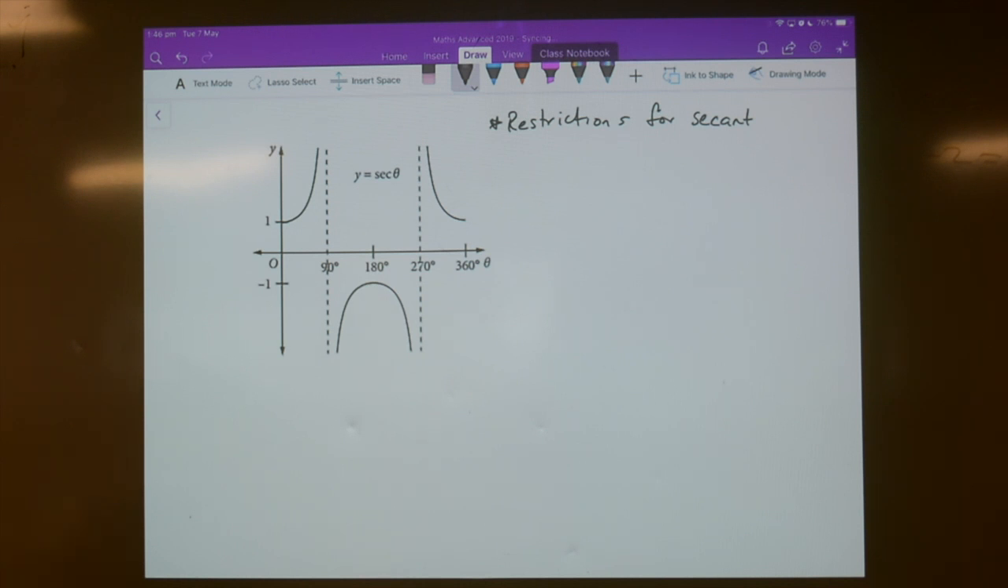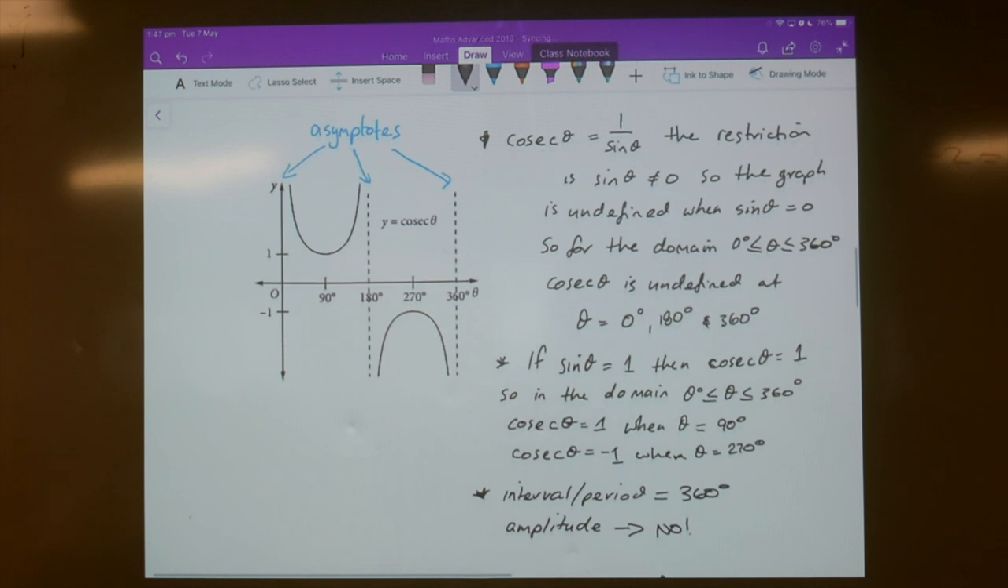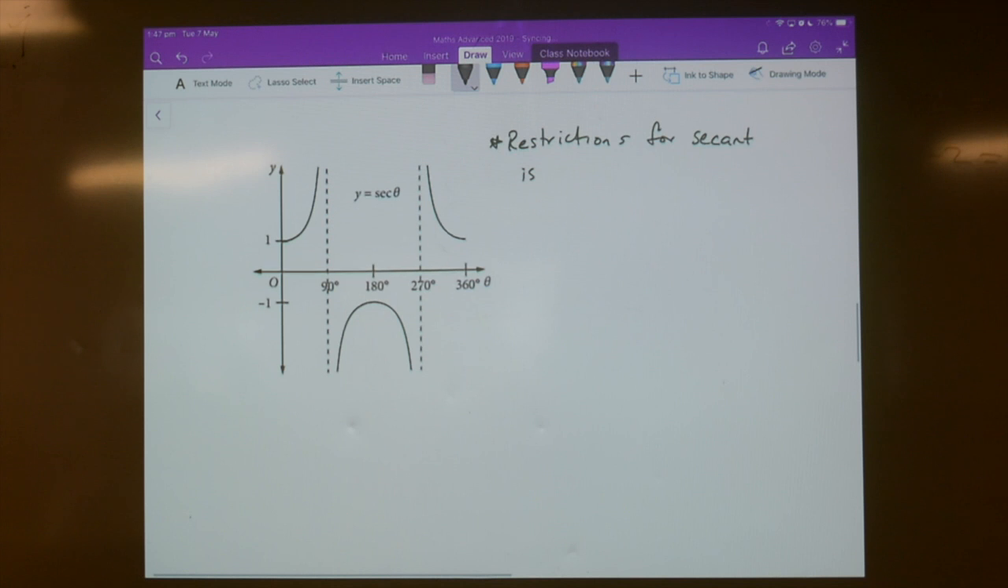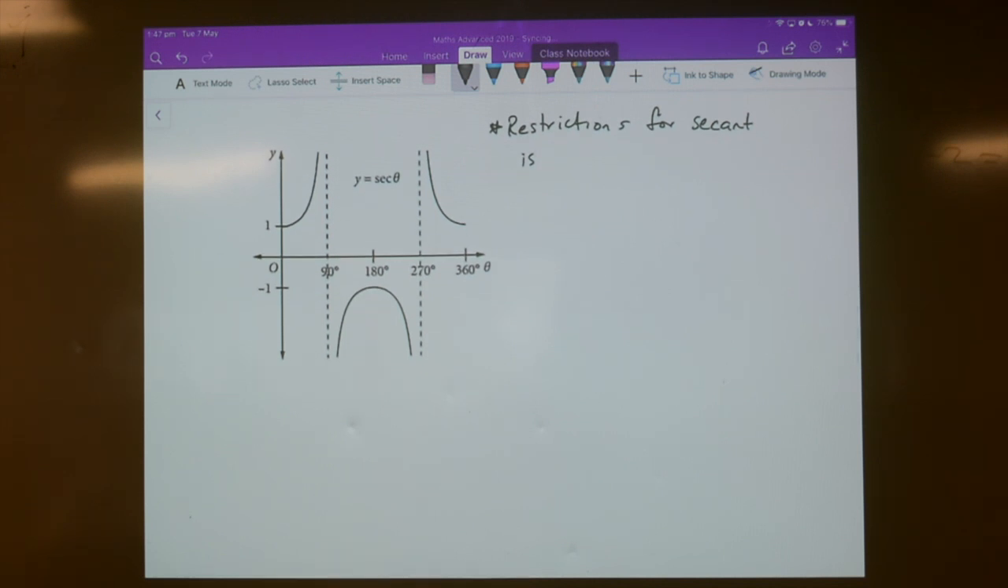Alright, is going to be what? Based on the fact that cosecant had sine theta can't equal 0, what will secant be? Cos theta can't equal 0. Because they complement each other. It's literally what the co part of cosecant means. Okay?